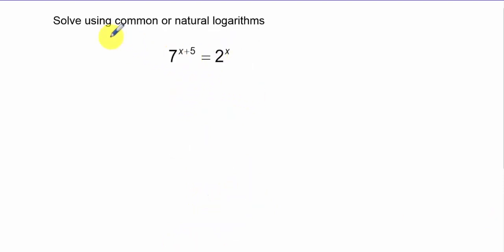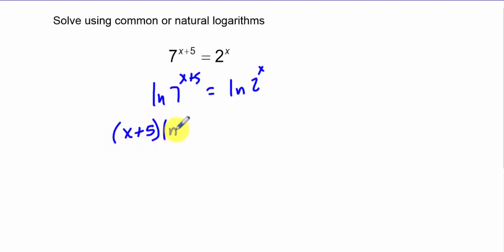This problem, you're going to have to use common logarithms or natural logarithms to solve. Since, again, I don't have a base 10 or a base e, I'm going to use natural log, just because it's one less letter to write. So I take the natural log of both sides. I, again, will bring that x plus 5 out in front. Now this x comes out here.